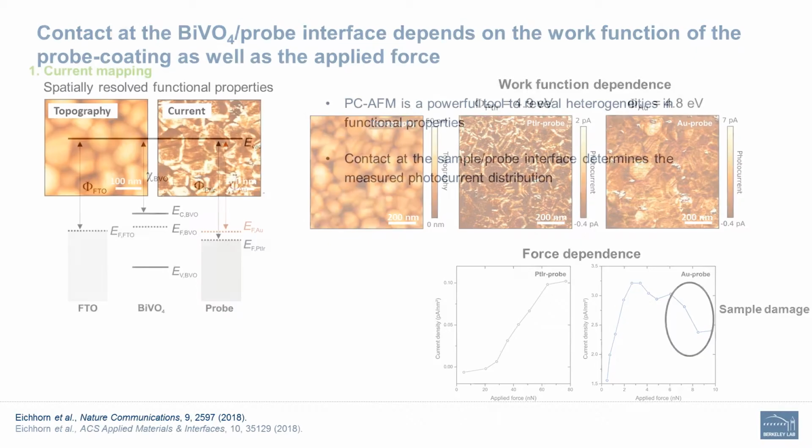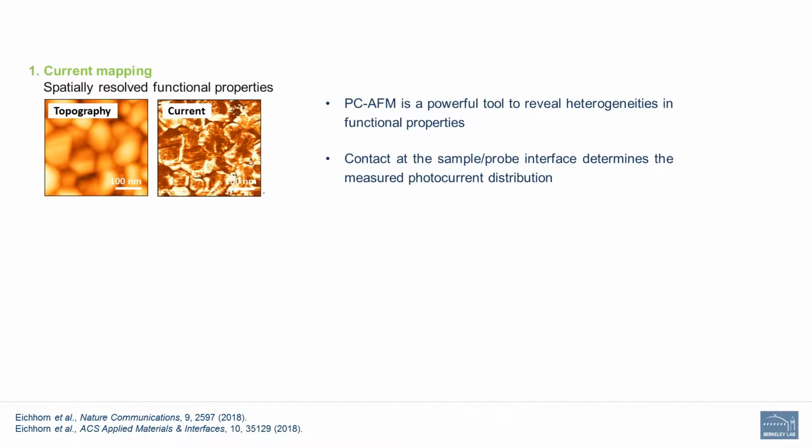Hopefully with that, I showed you that photoconductive AFM is a powerful tool to investigate heterogeneities in the functional properties of photoelectrochemical materials. And I would like to emphasize the importance of good sample probe contacts for reliable photocurrent measurements.